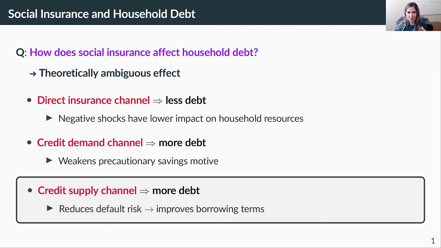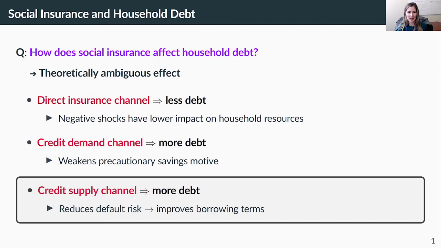So what are these different channels? First, there's what we call a direct insurance channel. When insurance expands, this can reduce the extent to which households rely on debt to cope with adverse shocks, such as income loss or surprise medical expenditures. Through this channel, we would expect that when insurance expands, households would have less debt overall. In contrast, there can also be a credit demand channel, whereby an expansion of insurance reduces households' motives to self-insure through precautionary savings, and in doing so, it makes them more willing to take on debt. So we would expect through that channel, an expansion of insurance would lead to more debt in equilibrium.